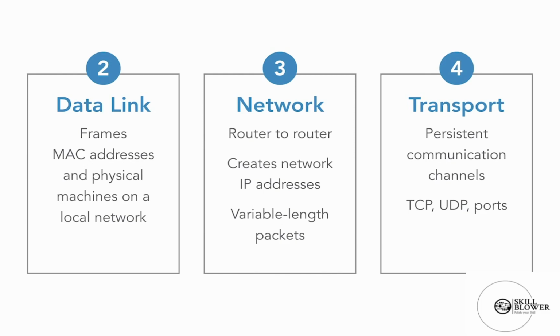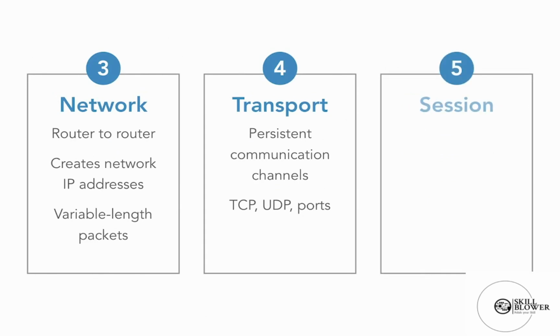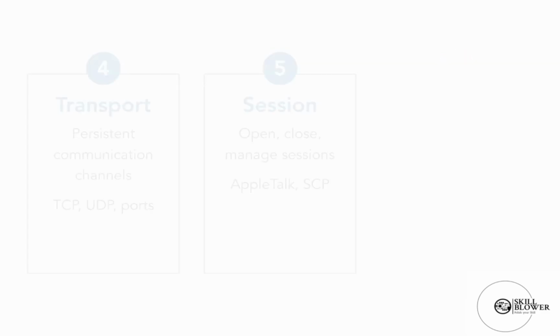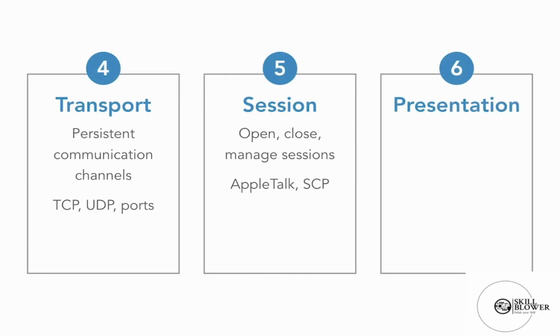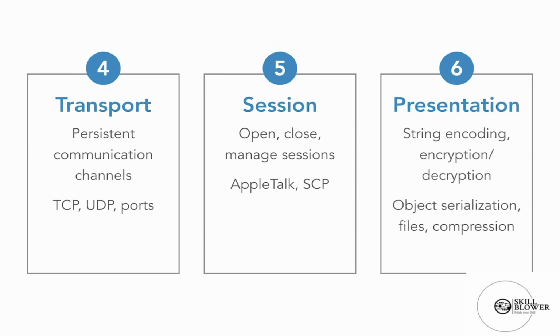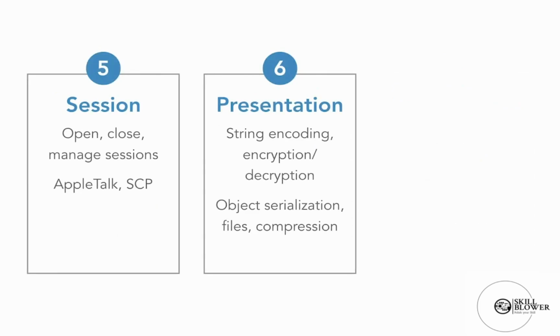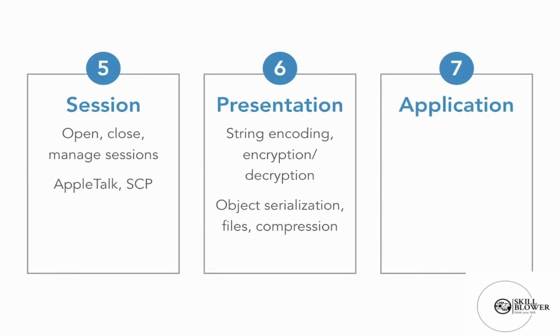Then you have layer 5, the session layer. This builds on top of the transport layer to open, close, and manage the connection sessions between applications. So if you've used AppleTalk or SCP, this is all in the session layer. Then there's the presentation layer. This has string encoding, encryption, decryption, object serialization, files, what type of files, and compression. And then what we're going to be doing is spending most of our time in the application layer. This is where you find HTTP, POST and GET requests, and APIs. These all primarily concern themselves with the application layer.